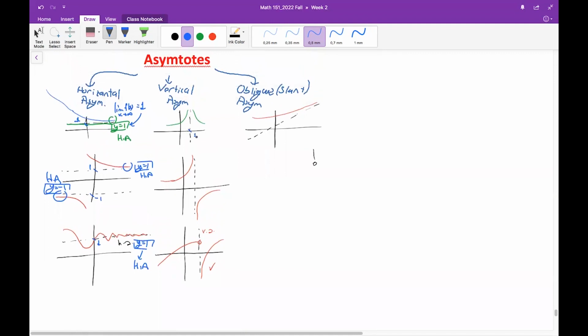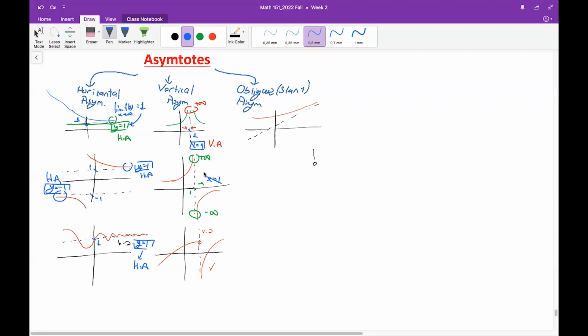Around a vertical asymptote like this, for example, x equals 1, your function should get plus infinity or minus infinity. So in this case, on both sides, your function gets plus infinity. So x equals 1 is a vertical asymptote. But this may also happen: on one side, it may get plus infinity, and on the other side, it may get minus infinity. Still, you call the x equals 1 line a vertical asymptote.